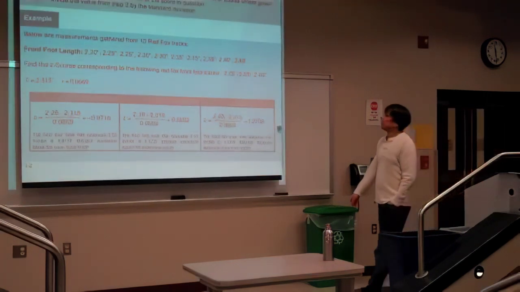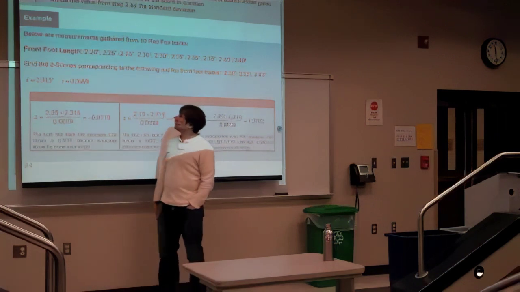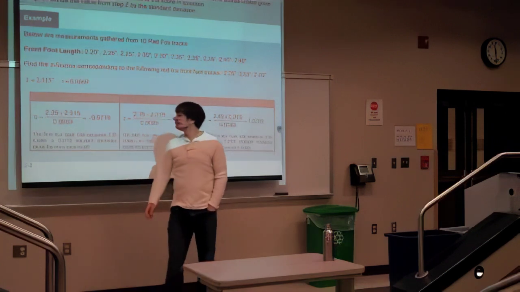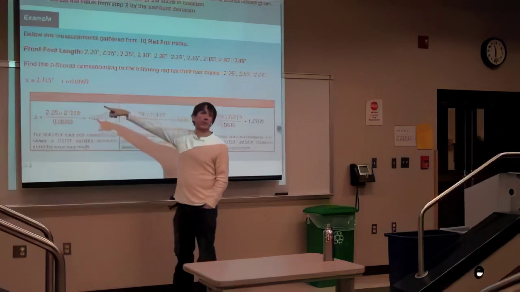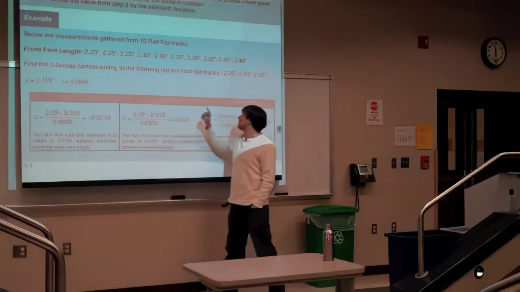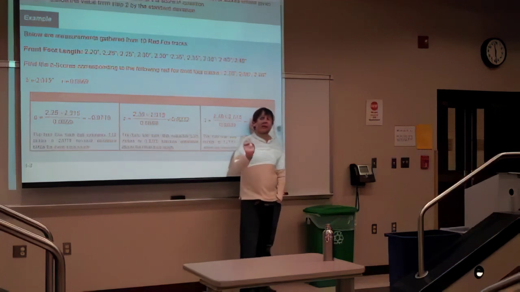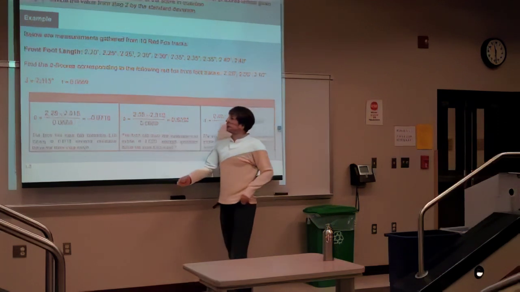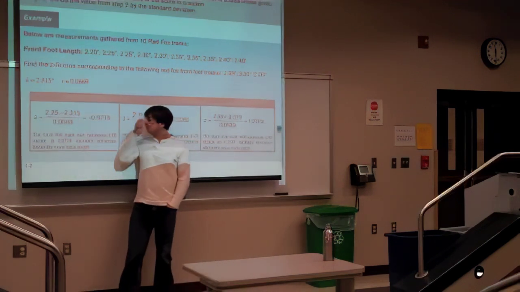All right. So here we have our Red Fox front foot length tracks again. And we have our mean and our standard deviation that we calculated in the previous two classes. So I have 3 tracks. The one that's 2.25 inches, the one that's 2.35 inches, and the one that's 2.4 inches. Where do they fall relative to this blob of fox tracks? So what we're going to do is we're just going to plug these into the formula to see where they fall by using the z-score.